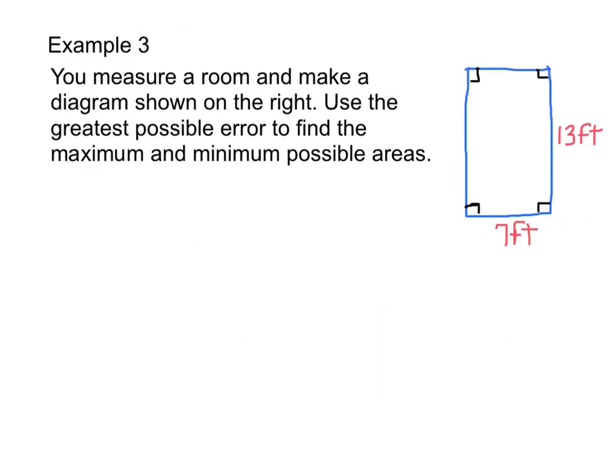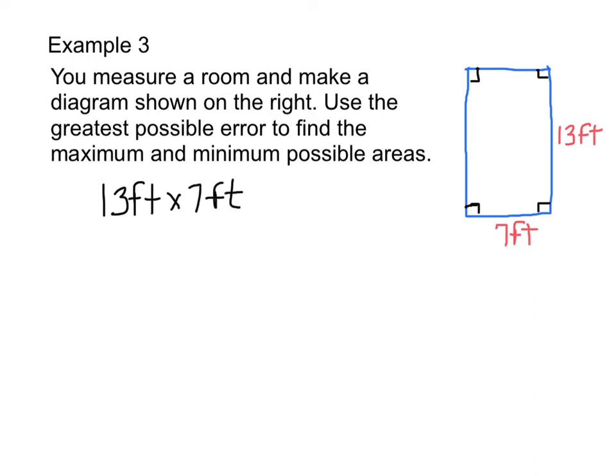So example number 3. You measure a room and you make a diagram, shown on the right, which I've shown you here in blue. Use the greatest possible error to find the maximum and minimum possible areas. This is where we're going to use the greatest possible error to figure out an actual example. Kind of like I just showed you in example 2. So let's first start off with what we're measuring with. Well, we measured our room as 13 feet by 7 feet.